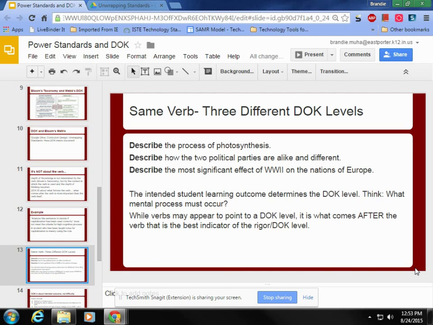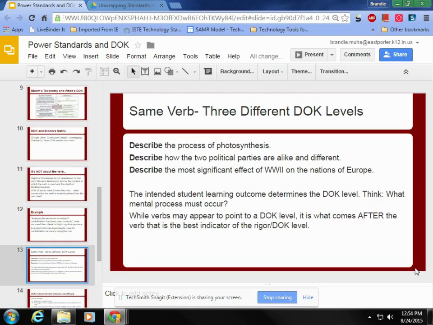So let's take the same verb at 3 different depth of knowledge levels. Describe the process of photosynthesis. Describe how the 2 political parties are alike and different. Describe the most significant effect of World War II on the nations of Europe. So remember, it's the intended student learning outcome that determines your depth of knowledge level.